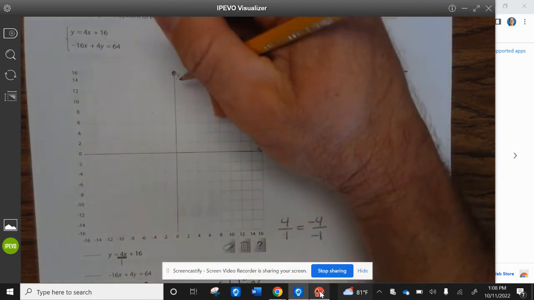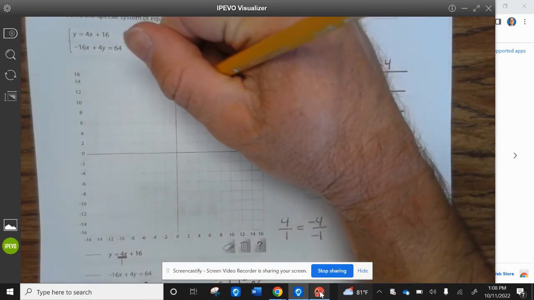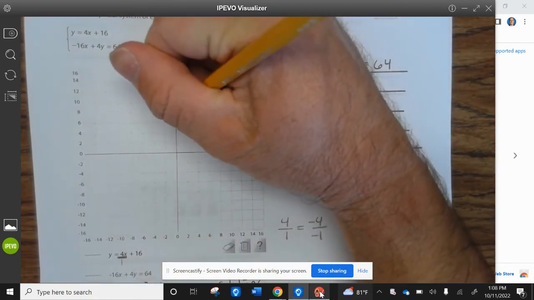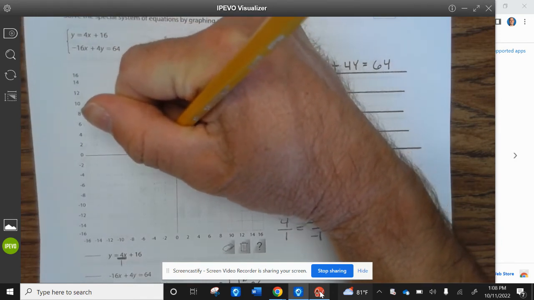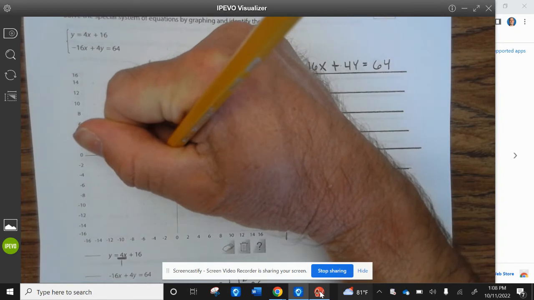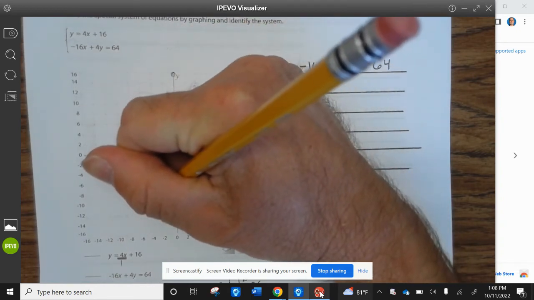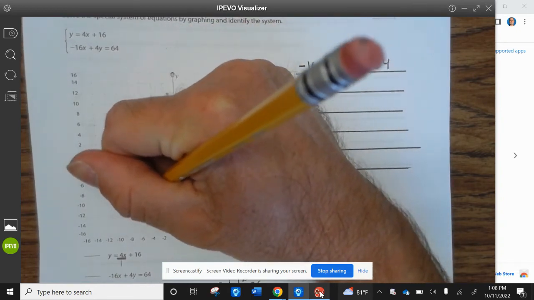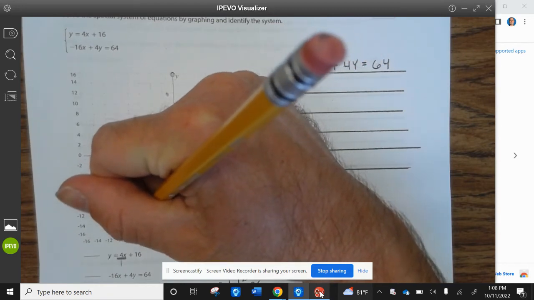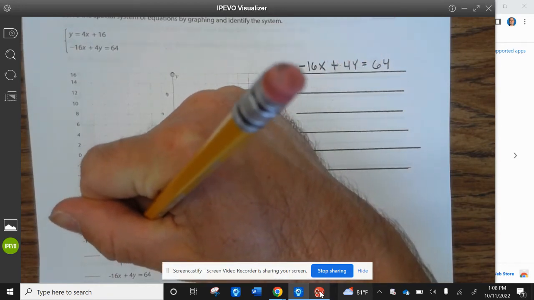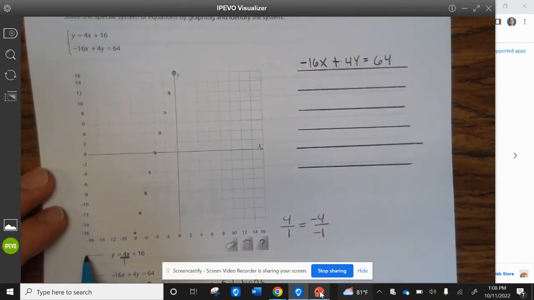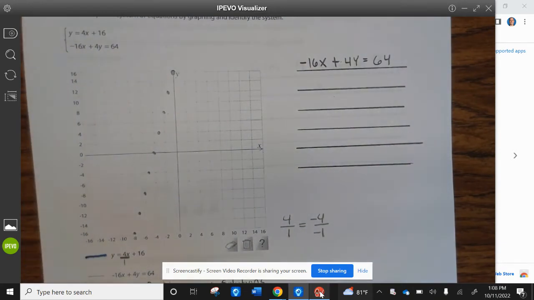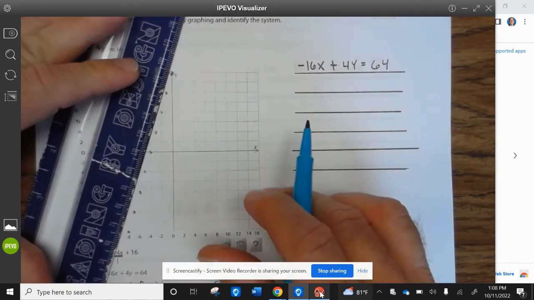Okay, so we can go down 4 to the left 1, down 4 to the left 1, and so on, repeating down 4 to the left 1 each time. Okay. So we're going to draw a line.